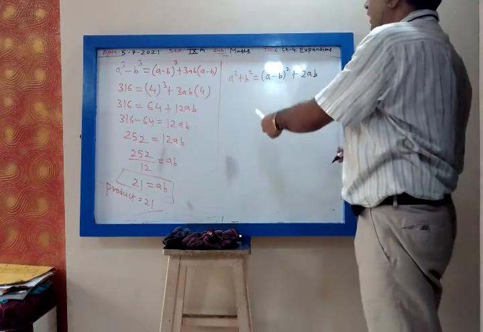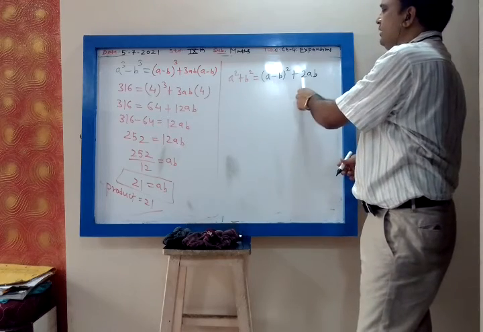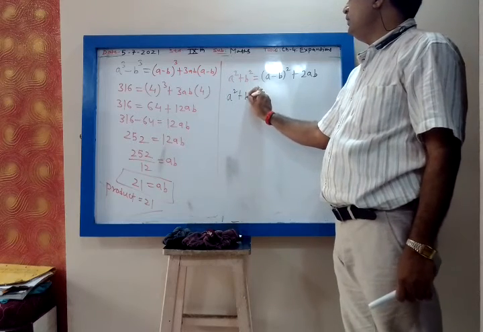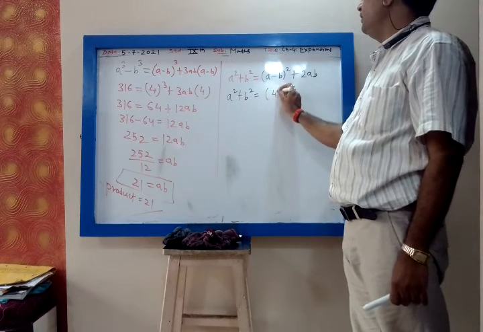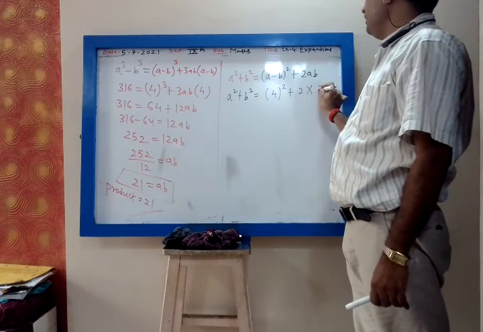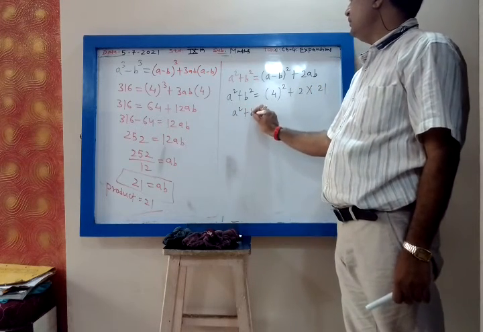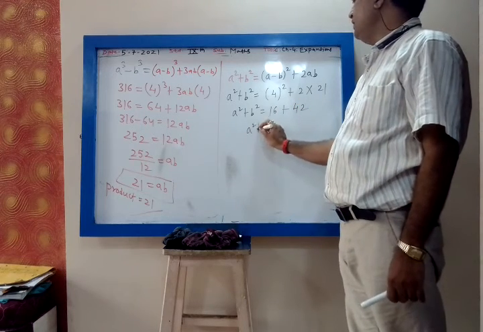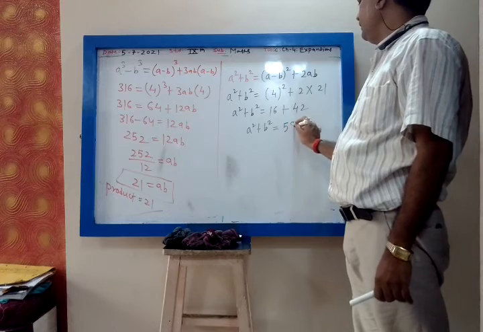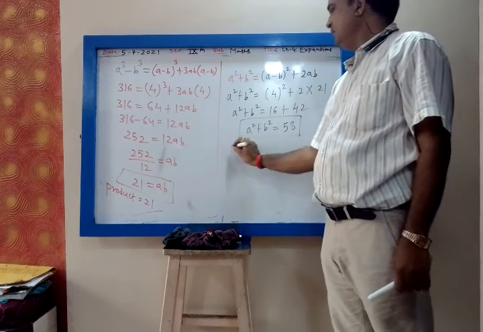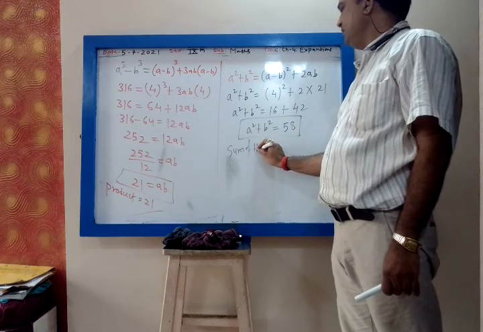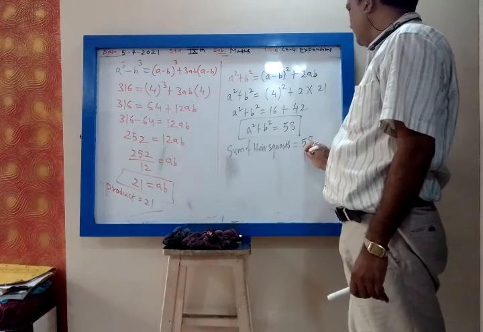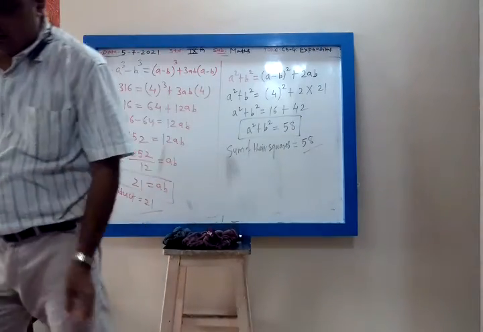That's all. Are you getting it? If you write (A plus B) whole square, then it is minus 2AB. But A plus B is not given. We are given A minus B. So A square plus B square is (A minus B) squared, A minus B is 4, plus 2 into AB, which is 21. So A square plus B square is 4 square, 16, plus 42, that is 58. So the sum of their squares is equal to 58.